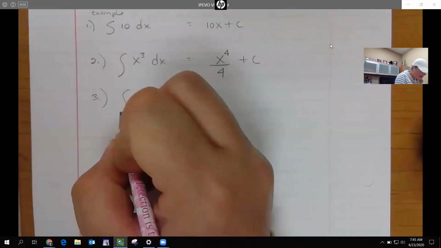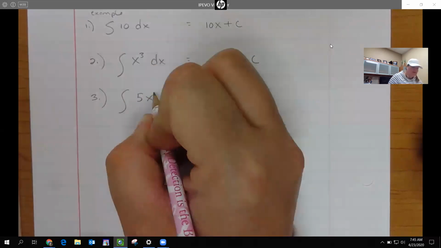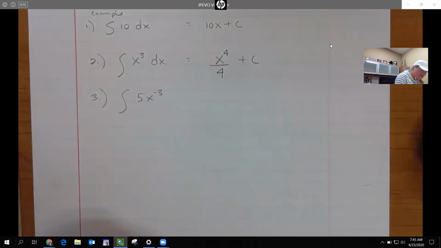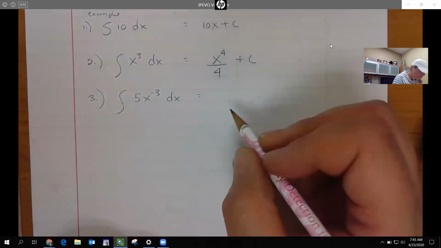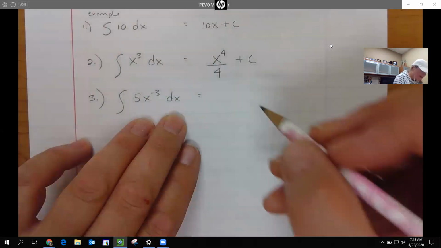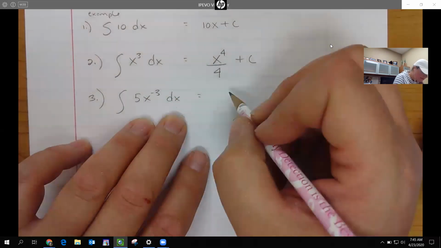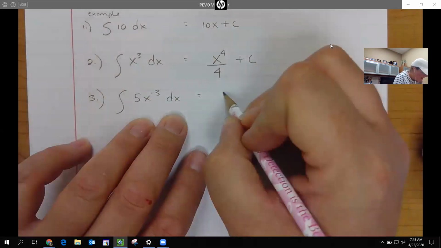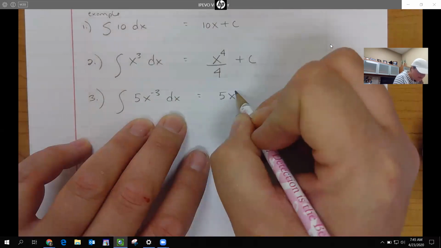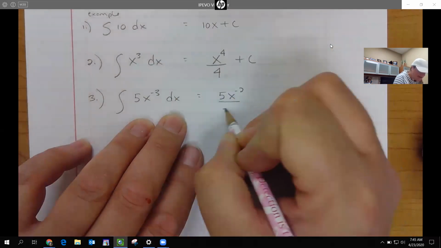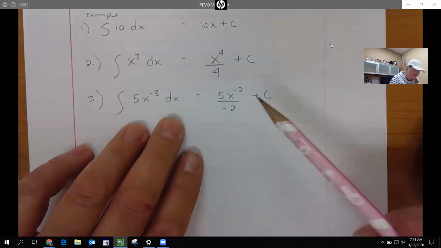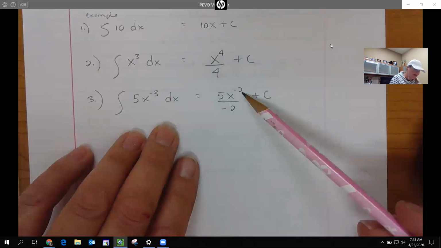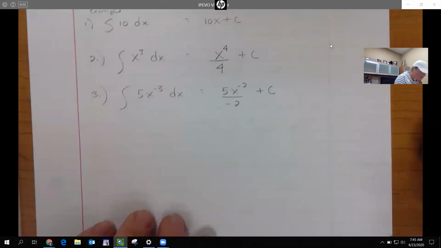What if I have 5x to the negative third dx? It always has to have the dx on it there for the integral. Okay, so if we have this as our derivative here, then what would be our antiderivative? Well, I'm going to add 1, so it's going to become 5x to the negative 2 divided by negative 2 plus c. Okay, so again, add 1, that makes negative 2, keep the 5, and then divide.